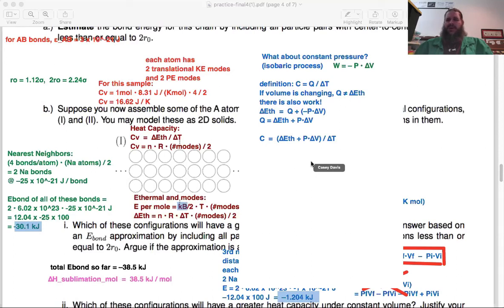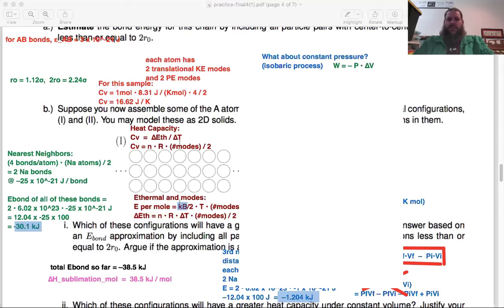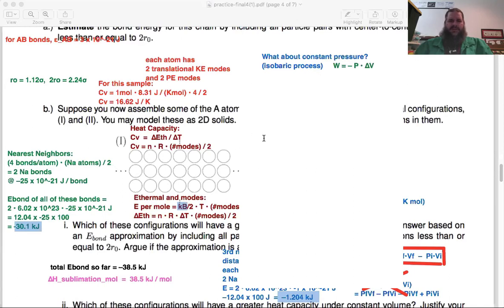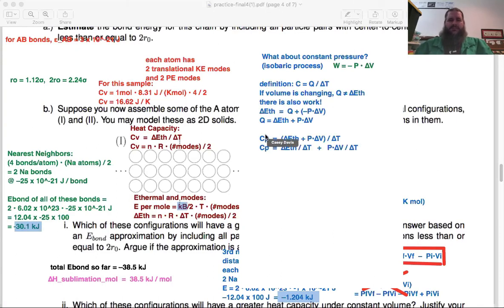And then algebraically, we can split this up. The division by delta temperature distributes to both of these terms being added together. So we can say the heat capacity is delta E thermal over delta temperature plus P times delta V over delta temperature. Now, I should probably write this as CP also, because we are now talking specifically about heat capacity at constant pressure.